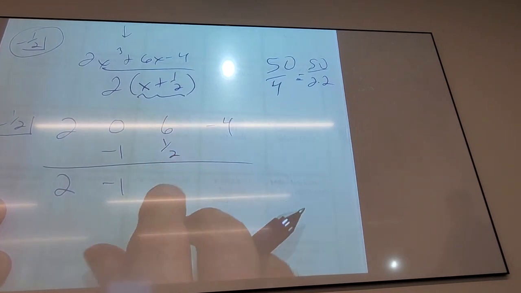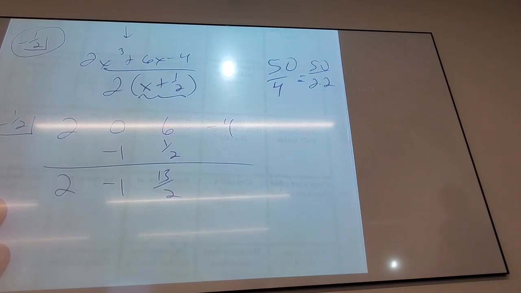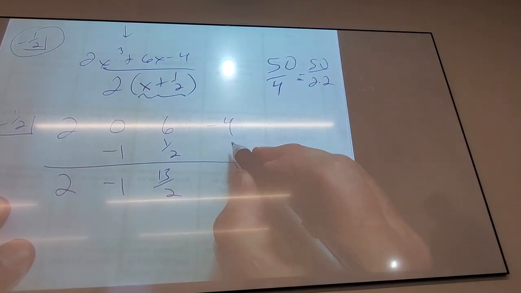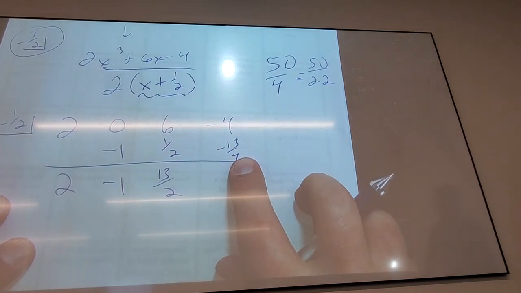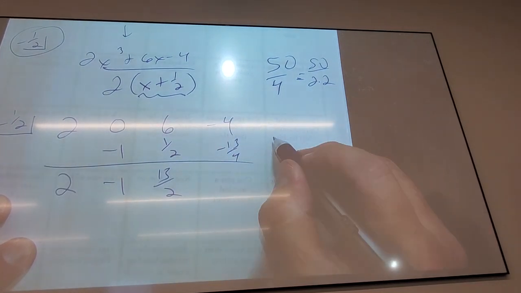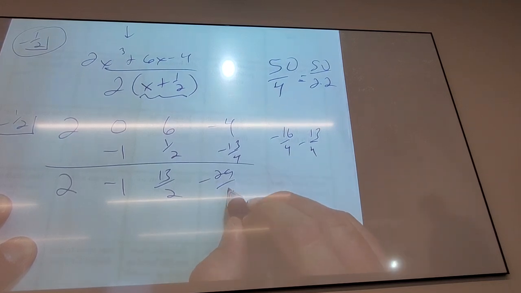What's 6 plus a half? 13 halves. What's negative 1/2 times 13 halves? Negative 13 fourths. And then what's negative 4 minus 13 fourths? Negative 29 over 4. Good.